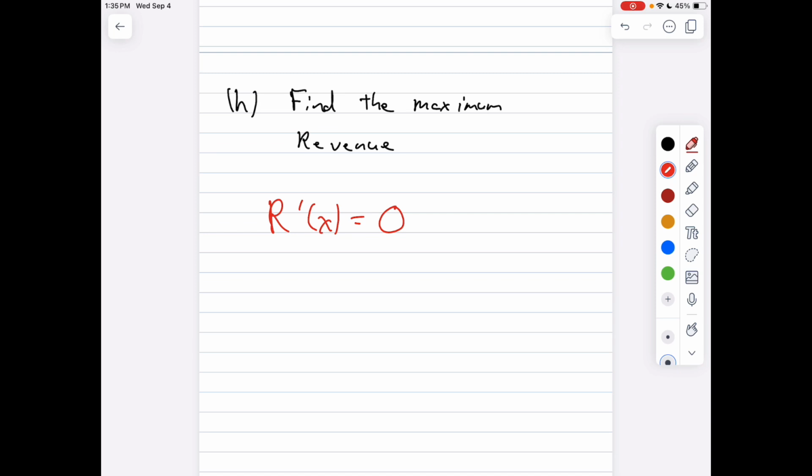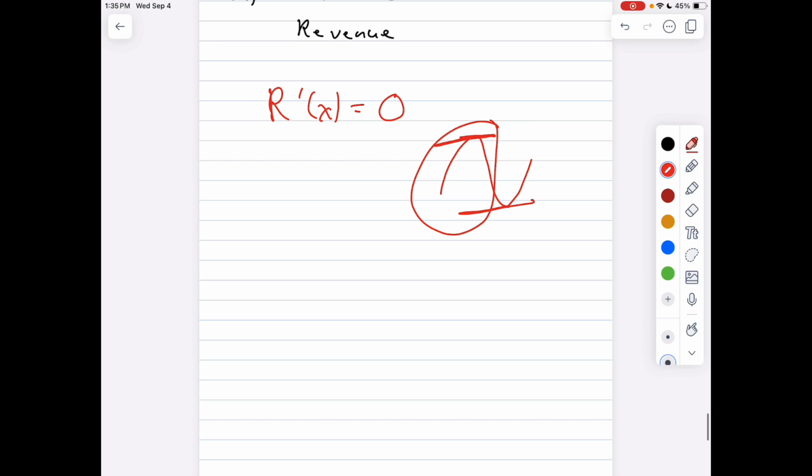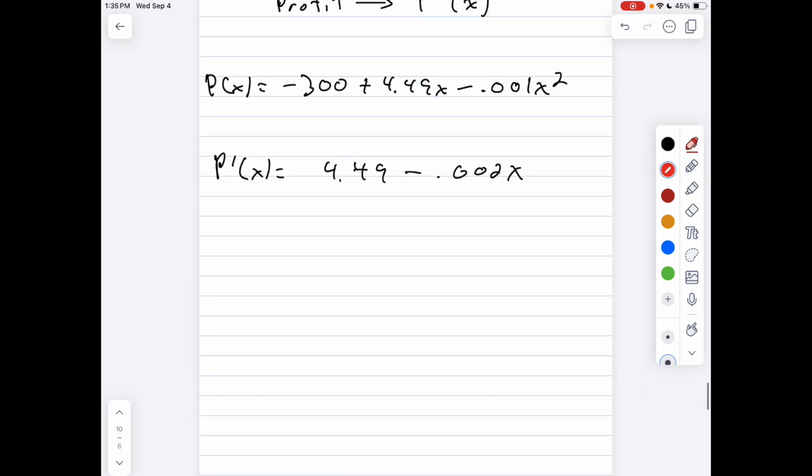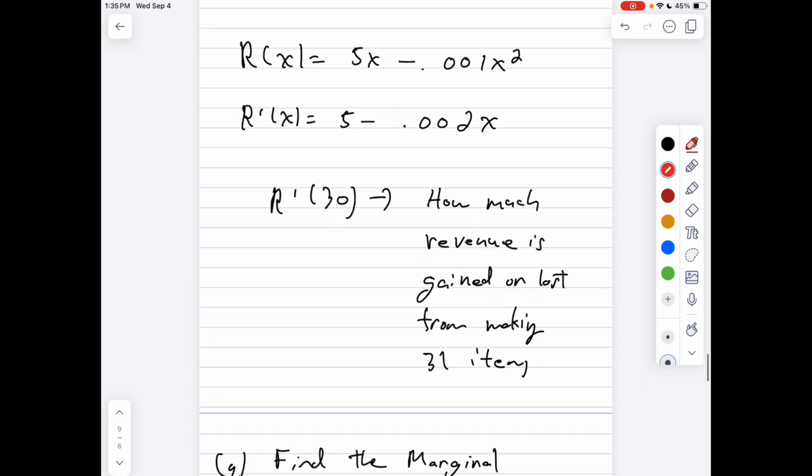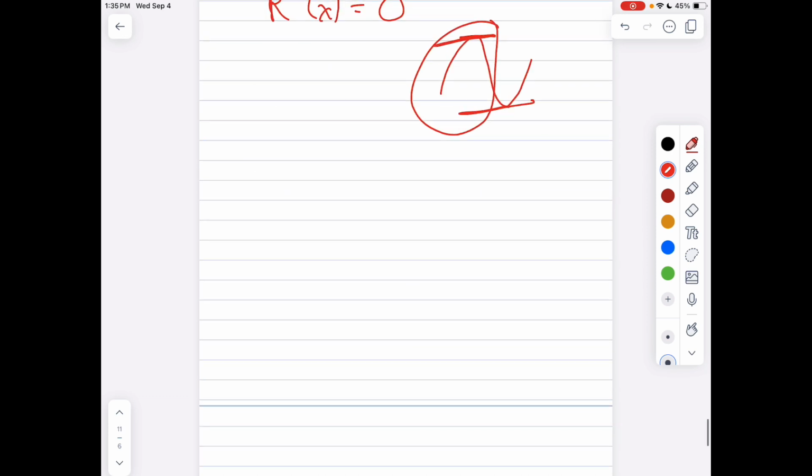You're going to take the derivative of the revenue and set it equal to 0, because the revenue function has this shape going on, so it can have a min or a max. Typically with revenue functions, you're interested in this part right here. So we're going to take the derivative of the revenue, set it equal to 0, so 5 minus 0.002x.